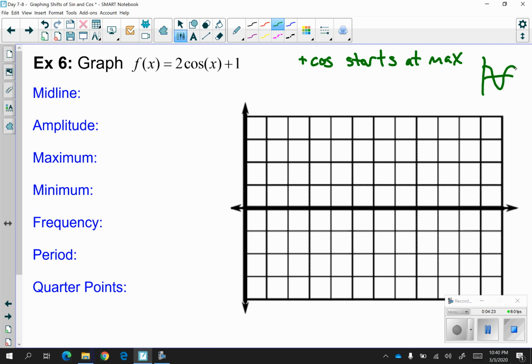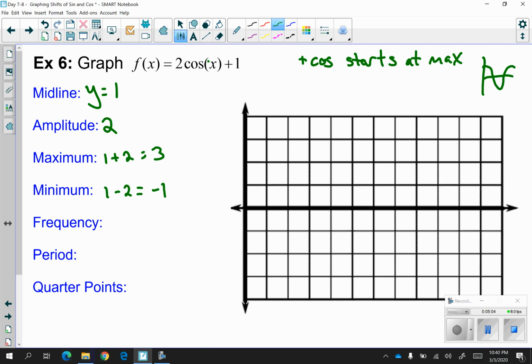Your midline is your vertical shift, what you're adding or subtracting to the equation. In this case, we have y equals 1. Your amplitude, the number in front of the trig function, is 2. It's your vertical stretch, how much you're multiplying the equation by. Your maximum is the midline plus the amplitude to get a max value of 3. And if you start at the midline and go down by 2, you get a minimum of negative 1.